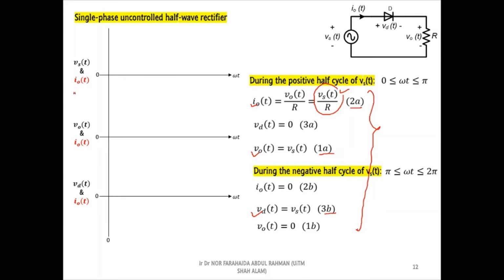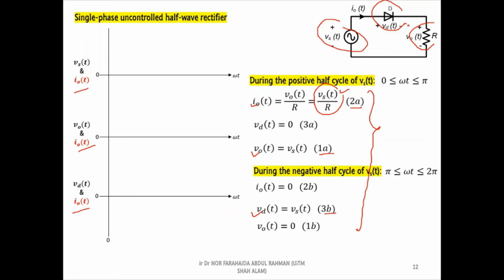The top axis is focusing on the voltage and current waveforms at the supply or AC side. Meanwhile, the middle axis is concentrating on the voltage and current waveforms at the output or the DC side. Lastly, the bottom axis is focusing on the voltage and current waveforms of the diode.